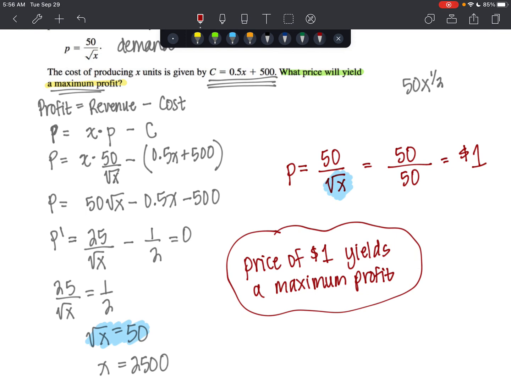The price of $1 yields a maximum profit. So that's the end of this, and I think that you've got enough that you can get some practice in on this and hopefully feel a little bit more comfortable with that. Revenue is equal to the number of units you sold times the demand, and that profit is equal to revenue minus cost.